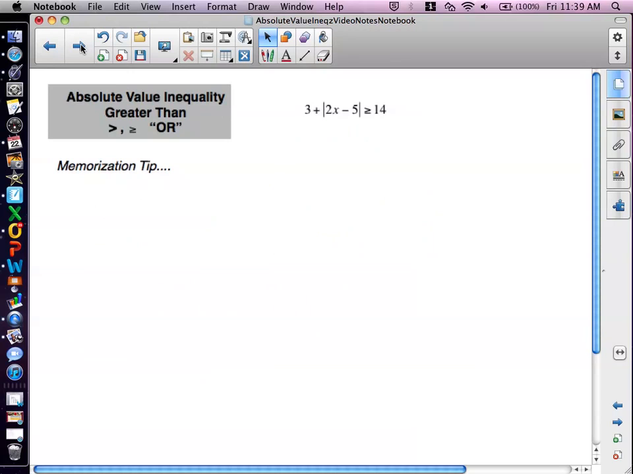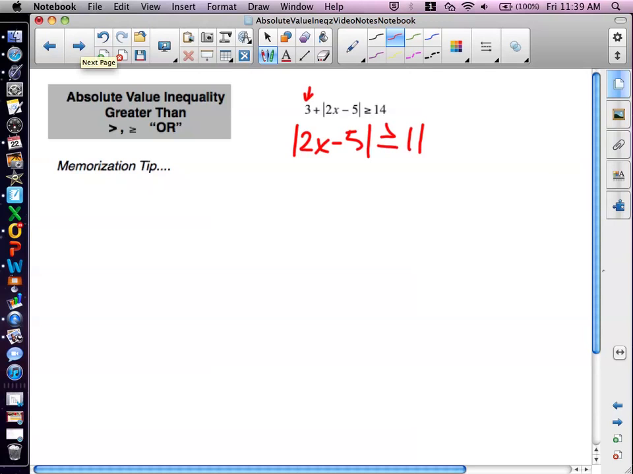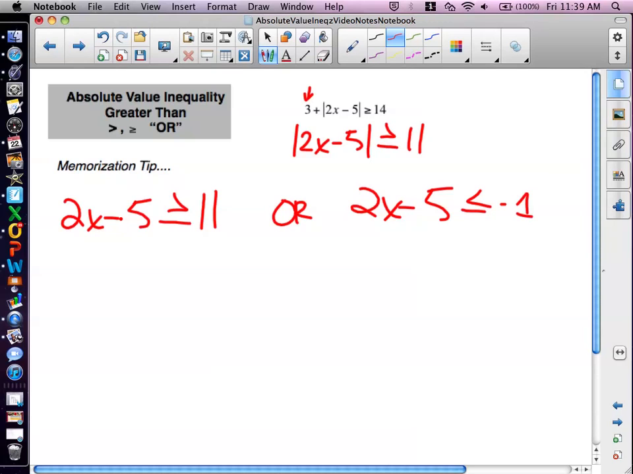The last example in this column, before you can do anything, you have to isolate the absolute value. So let's subtract 3 from both sides, leaving you with this inequality. And now we can apply the method. 2x minus 5 is greater than or equal to +11, or 2x minus 5, flip your inequality symbol and take the opposite. So here I did a flip, and it's the opposite number.